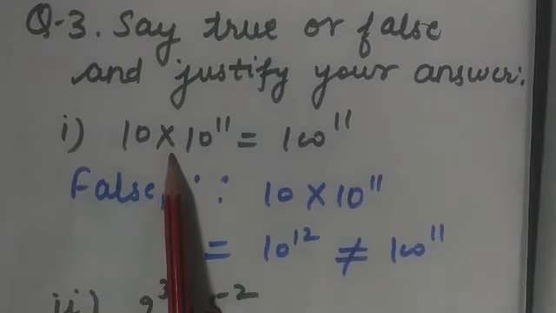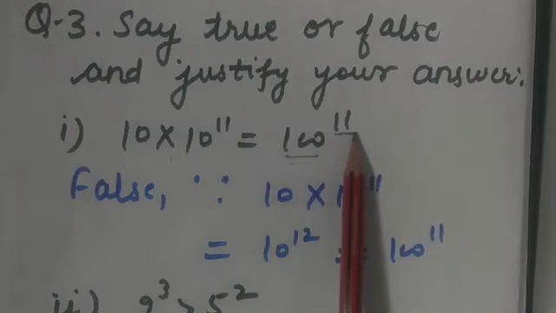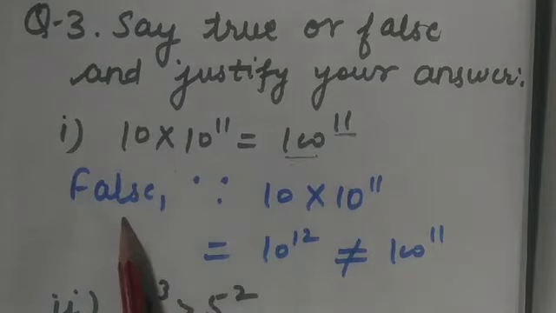First one is 10 into 10 to the power 11 is equal to 100 raised to the power 11. We have to tell either this statement is true or false. This is absolutely false. Why?